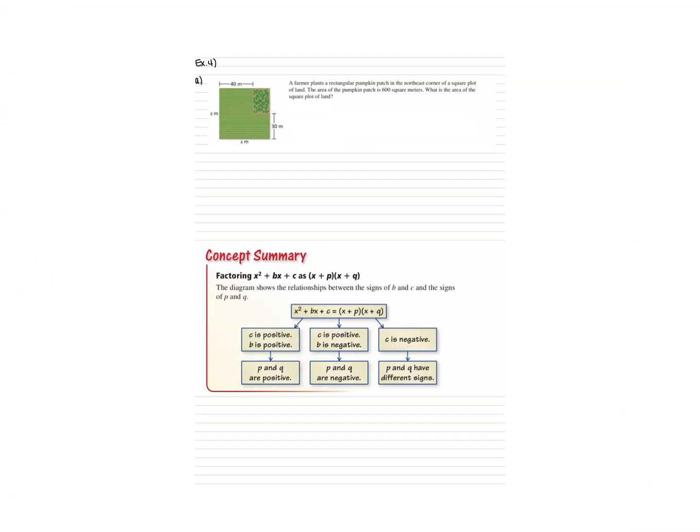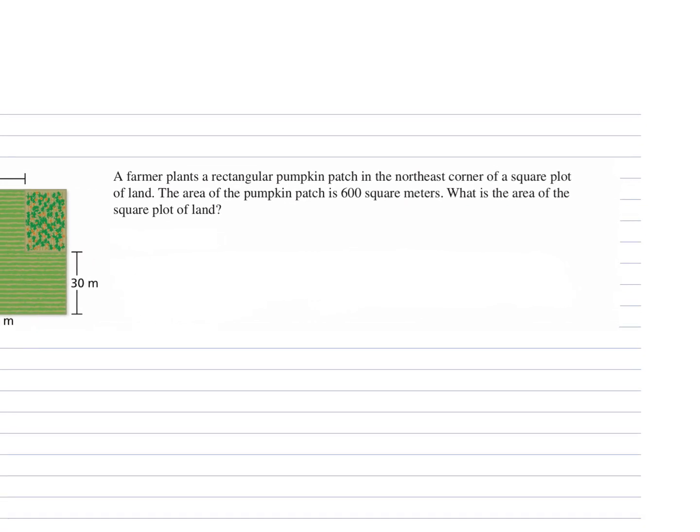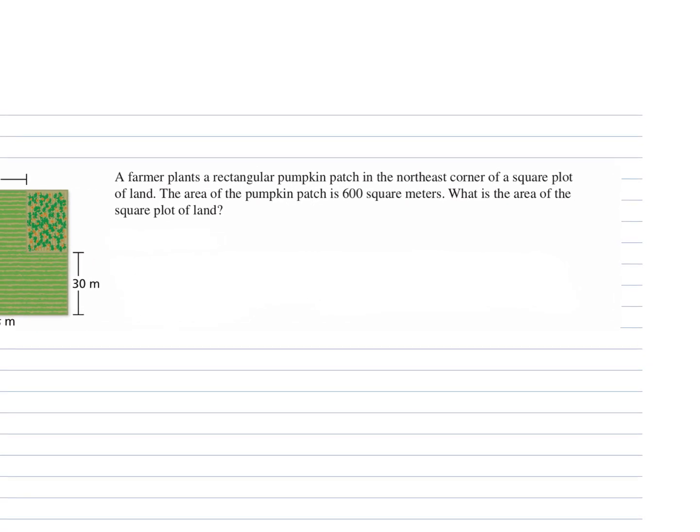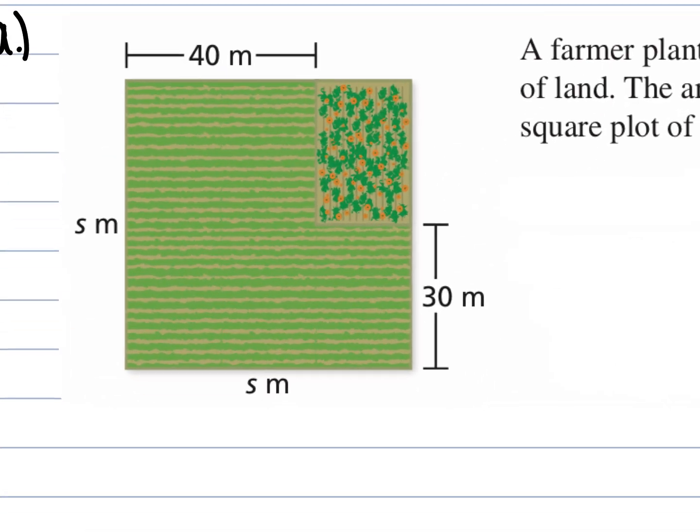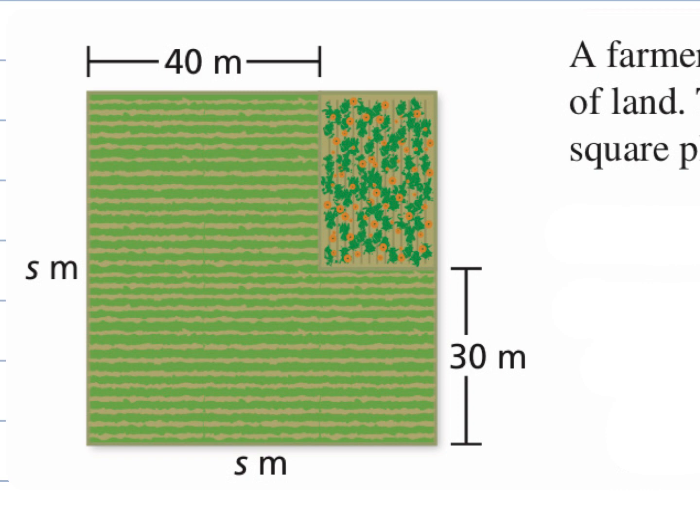So let's take a little word problem. It says, a farmer plants a rectangular pumpkin patch in the northeast corner of a square plot of land. The area of the pumpkin patch is 600 square meters. What is the area of the square plot of land? Great. So, guys, the pumpkin patch is how many square meters? 600. So, I need you to go over to the pumpkin patch. And that 600 represented what about the pumpkin patch? Area. So let's write area equals 600 meters squared.